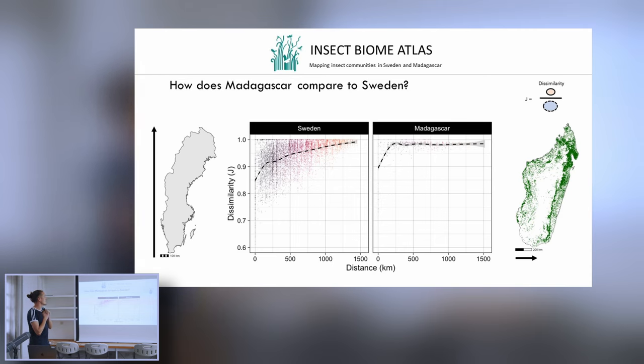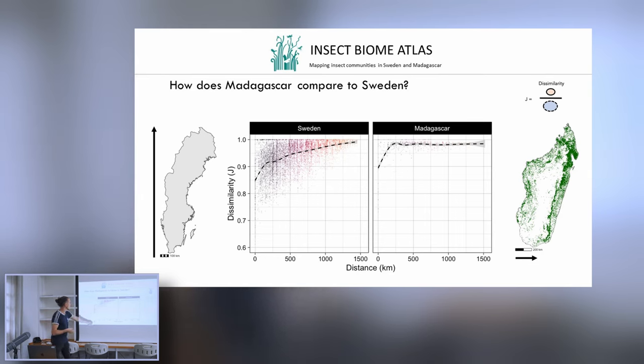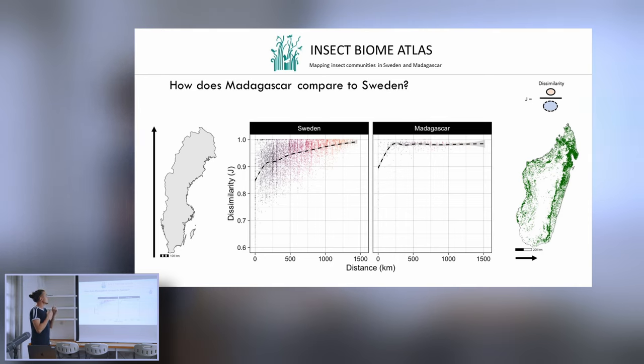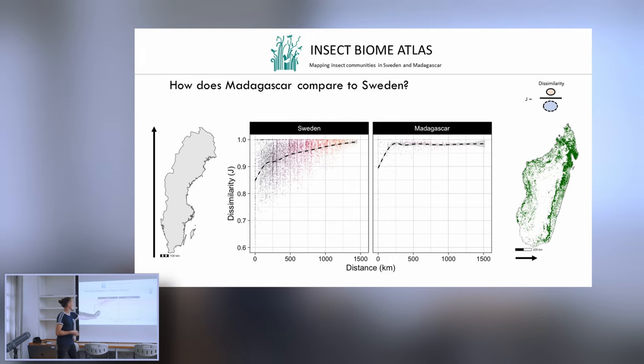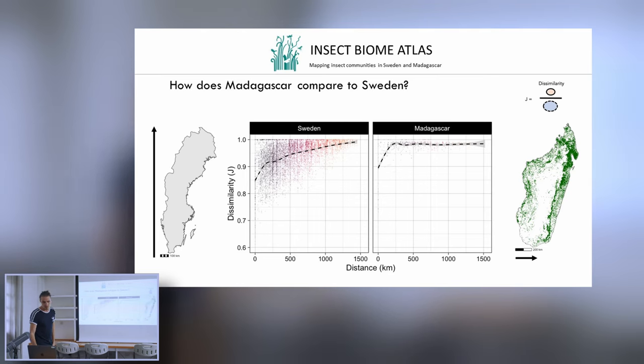And then we can have another comparison between Sweden and Madagascar. You can plot distance against this dissimilarity metric, with distance on the x-axis and dissimilarity on the y-axis. It's basically saying, how many new species do you find when you drive 500, 1,000, 1,500 kilometres away from where you started? In Sweden, if you wanted to find a completely different community with very few shared species, you'd have to drive 1,500 kilometres, which is the length of the country. But in Madagascar, you quickly come to the same point, around one, at 250 kilometres. So you could drive between any national park from east to west, not very far at all, before you find a community that's completely distinct.